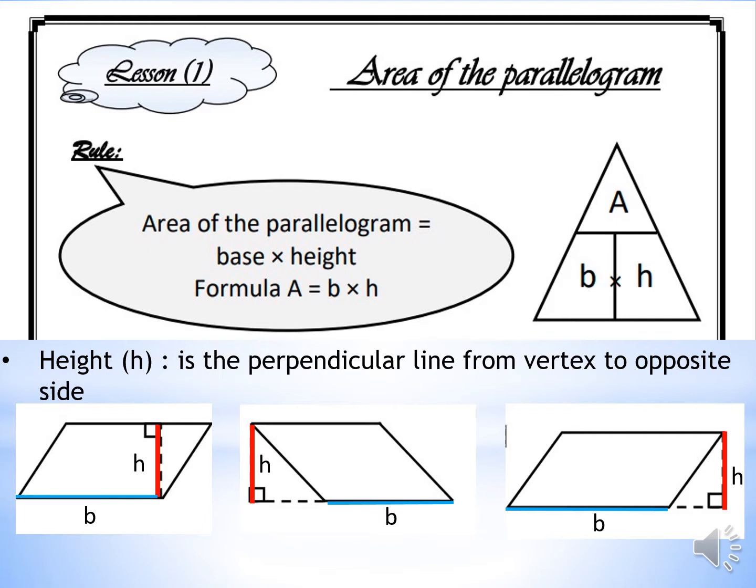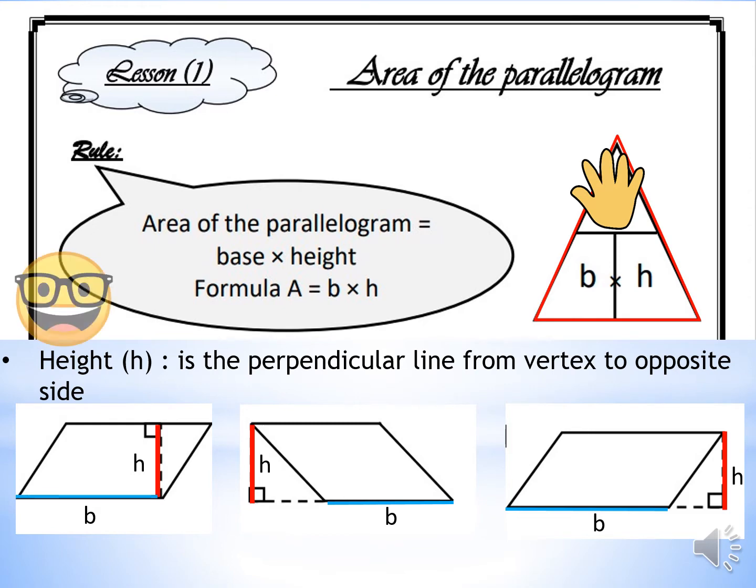So this magic triangle will help me to find the area. I have here the area, it's equal to base times height. So if I need the area, I will hide it in my magic triangle, and I will find the rule is base times height, B times H.